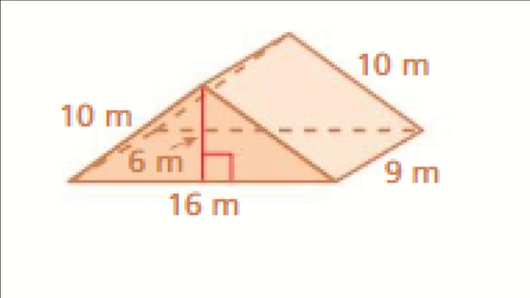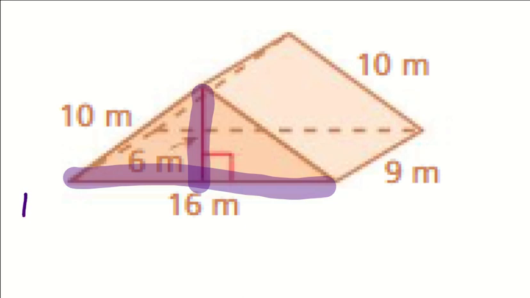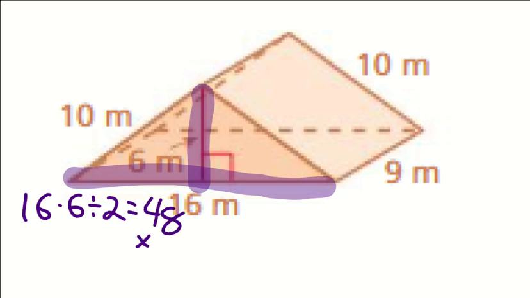Gray, what'd you get? 420 is correct. All right, our triangle, base, height. So we got 16 times 6 divided by 2, 48, right? Then times 2 for the two triangles, that's 96.